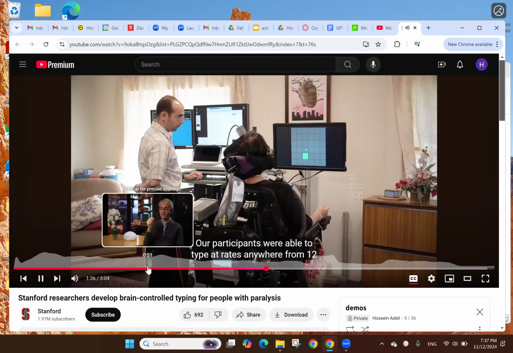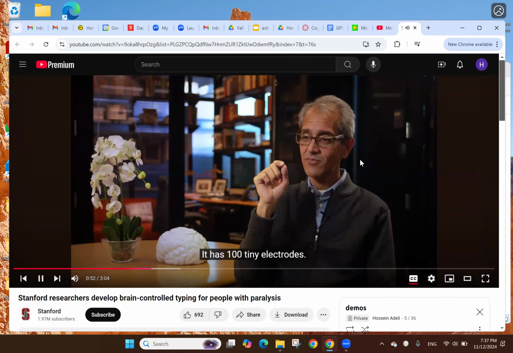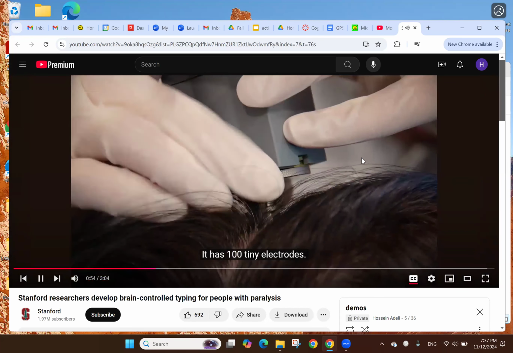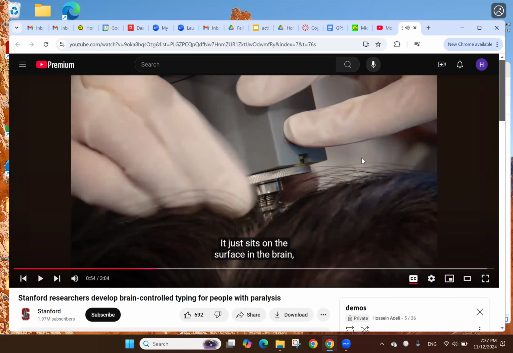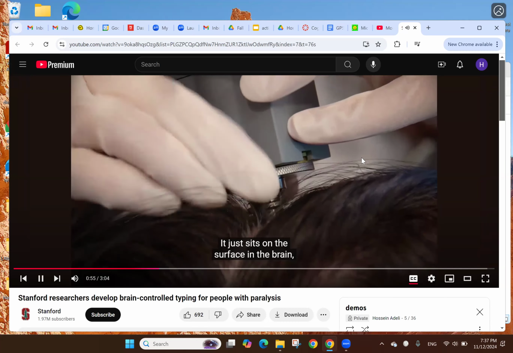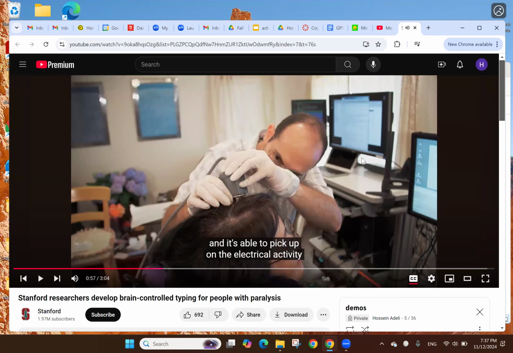If I can show you what a chamber looks like, it looks something like this. 100 tiny electrodes. So on this skull, you create a chamber, it's a metal chamber, because if you don't, the skull grows back. Like bones always grow back. So you have to put a metal thing so it stays open. It's on the surface of the brain.